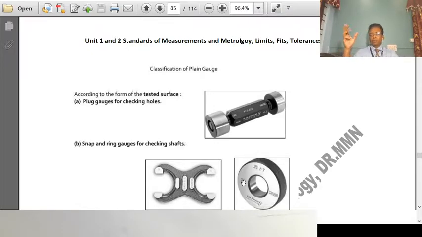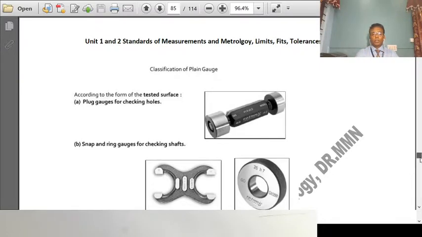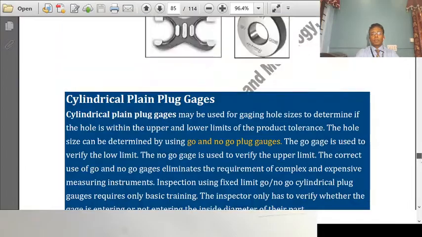It should be some 25 point something or so. So all those shafts which are between 25.000 and 25H7 should be able to pass through this. So it's a very quick mechanism to identify the shaft which corresponds to this. If it is too low, it has to be rejected. If it cannot go inside, then also it has to be rejected. Go gauge. And another is the snap gauge.